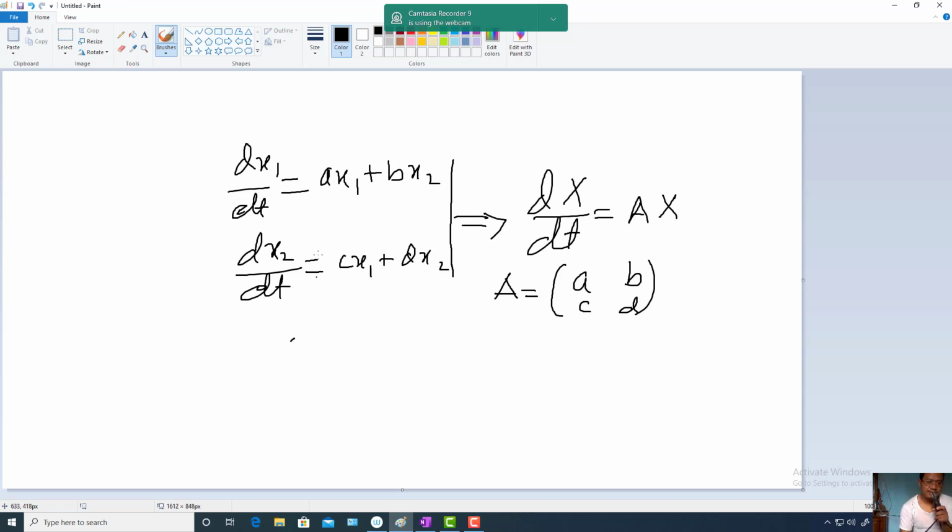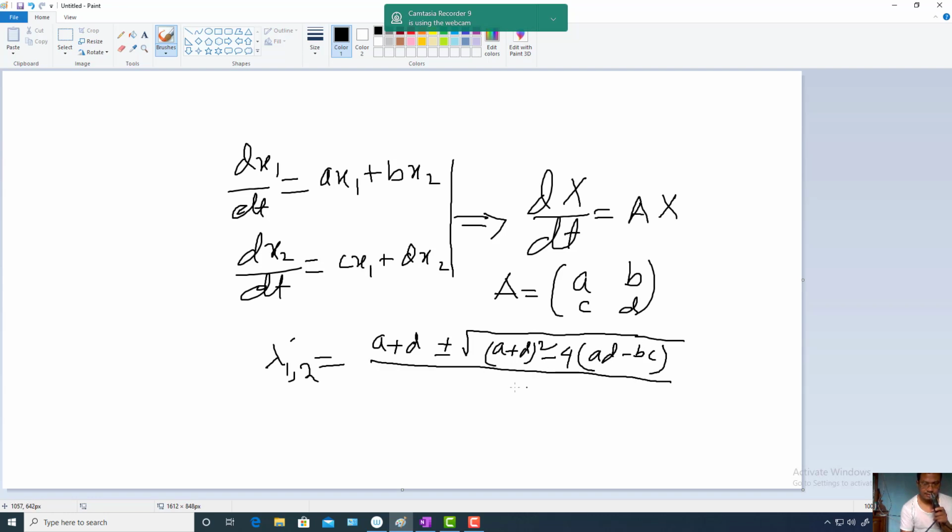For such a linear system, the origin is a fixed point. The nature of the fixed point is determined by the eigenvalues lambda 1, lambda 2. These are given by (a plus d), that is the trace of the matrix, plus or minus the square root of (a plus d) squared, that is trace squared, minus 4 times the determinant, that is ad minus bc, all over 2. So these are the roots. According to the nature of the roots, the fixed points are classified. That is what we have done.